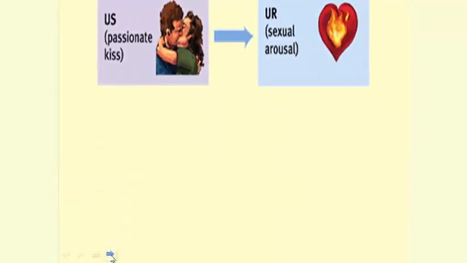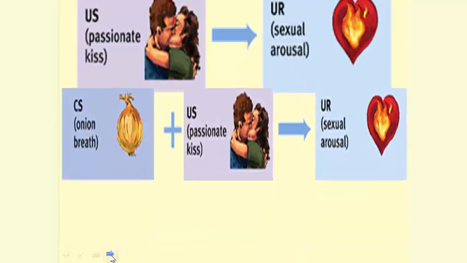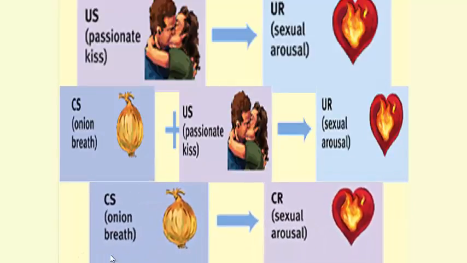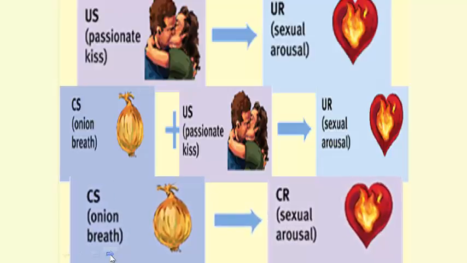So here's the same example where we have changed the organism and the reinforcers. Salivation is reflexive, and so is sexual response. In the picture, the US, the unconditioned stimulus, is a passionate kiss from someone attractive. The unconditioned response is sexual arousal. Then we add a stimulus that is not related, such as the smell of onion breath, as the stimulus to be conditioned. The unconditioned stimulus is the same passionate kiss with the same UR, or unconditioned response, of sexual arousal.